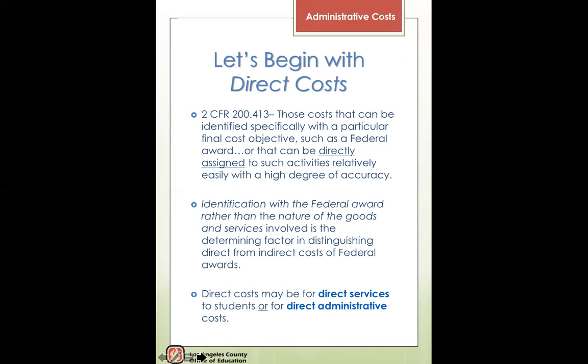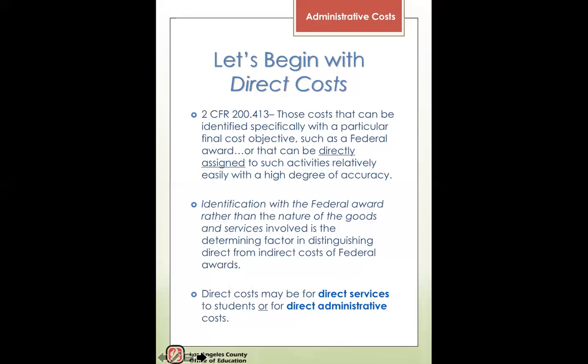The fiscal office can't just assign costs based on the expenditure, because you have to know, are they directly supporting the program? So it takes program and fiscal to talk about that. And again, a direct cost shouldn't be confused with a direct service, because a direct cost can be a direct service, it's directly serving students, or it can be a direct administrative cost, that your job is directly supporting administration of a particular program. Okay.